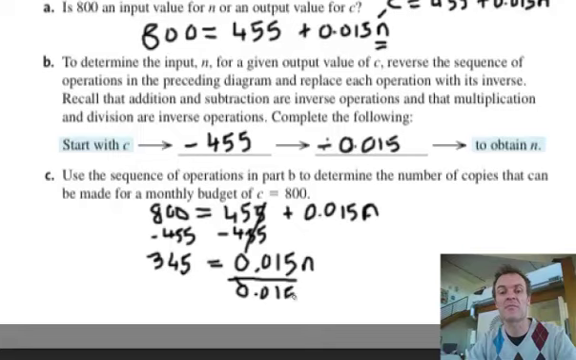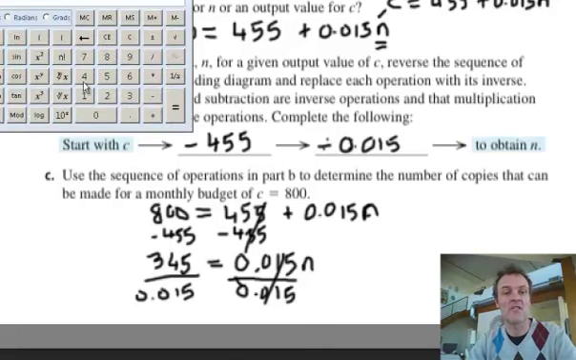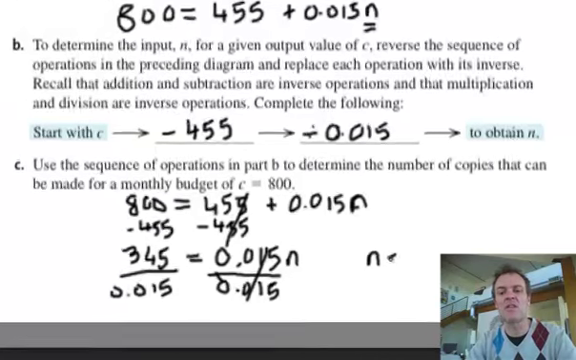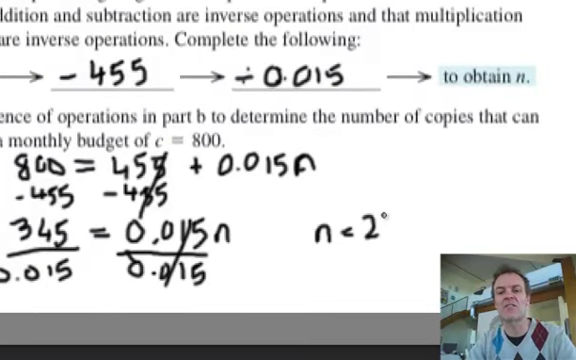Divide by 0.015. That's like saying, okay, that's gone. Now let's just put this in my calculator. What's 345 divided by 0.015? It equals 23,000 copies. Right, we can make 23,000 copies on that budget.